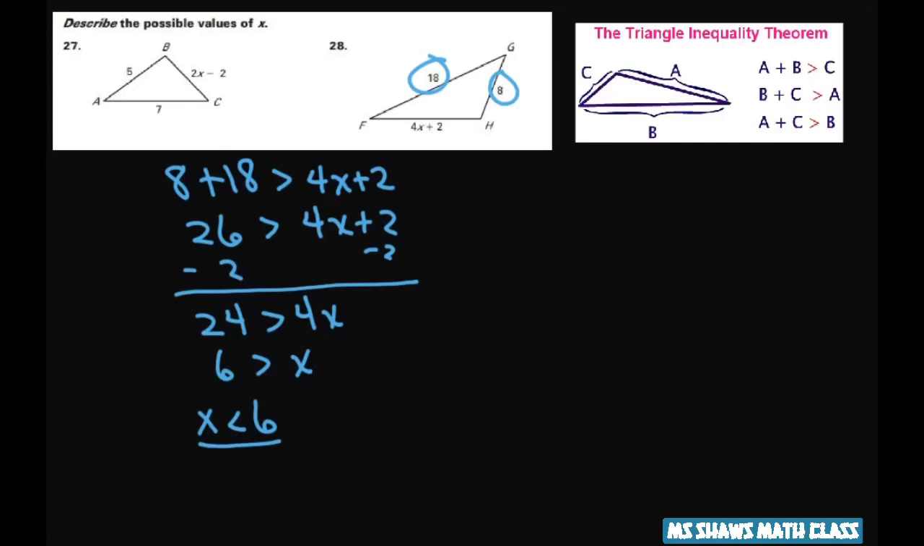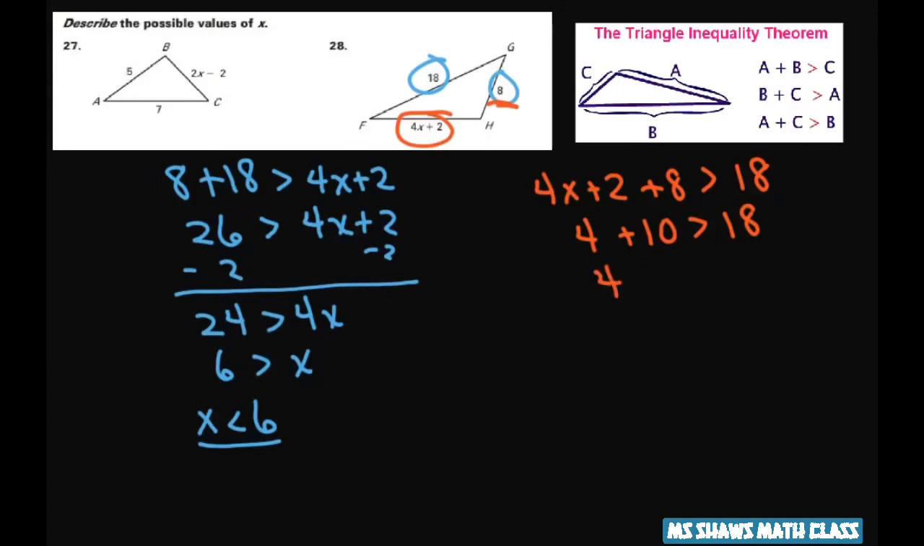Now, let's try these two. So 4x plus 2 is greater than 8, plus 8 has to be greater than 18. So 4x plus 10 is greater than 18. Subtract 10 from both sides, so 4x has to be greater than 8. So x has to be greater than 2 when you divide both sides. So basically your answer is going to be x is less than 6 but greater than 2.